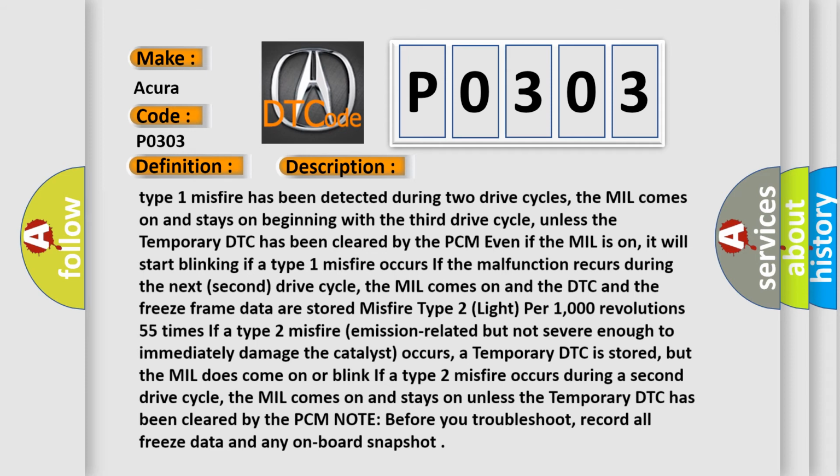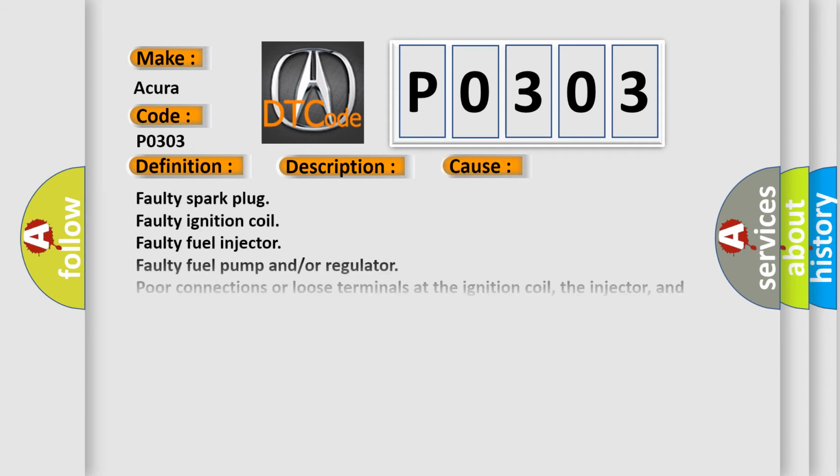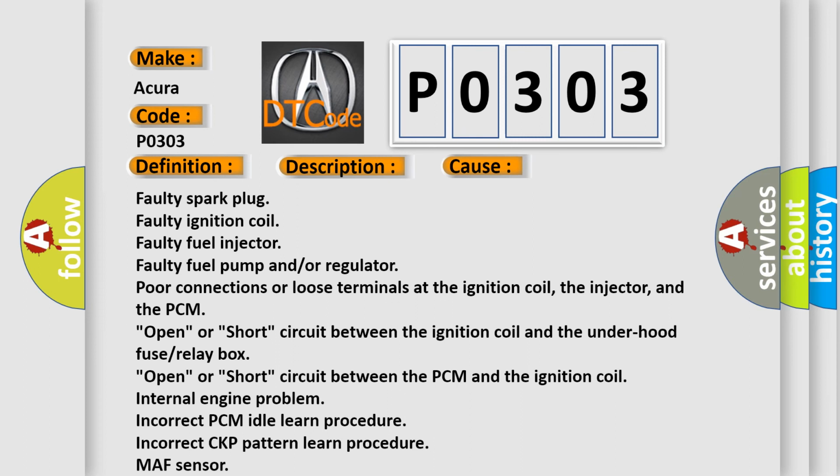This diagnostic error occurs most often in these cases: faulty spark plug, faulty ignition coil, faulty fuel injector, faulty fuel pump and or regulator, poor connections or loose terminals at the ignition coil, the injector, and the PCM, open or short circuit between the ignition coil and the under-hood fuse relay box, open or short circuit between the PCM and the ignition coil, internal engine problem, incorrect PCM idle learn procedure, incorrect CKP pattern learn procedure, MAF sensor.